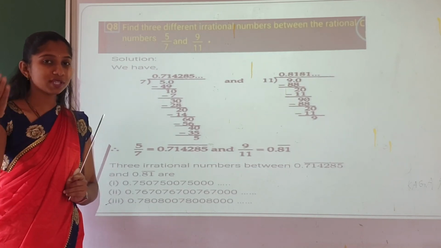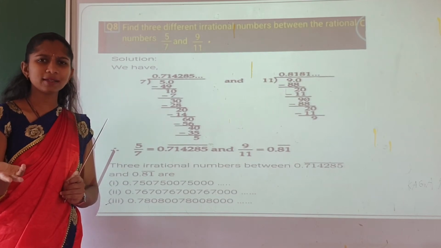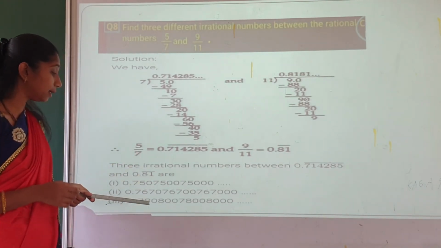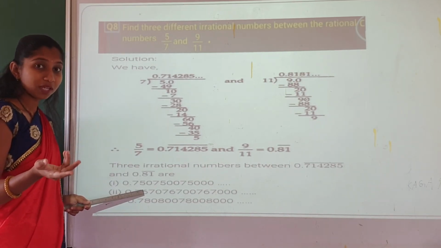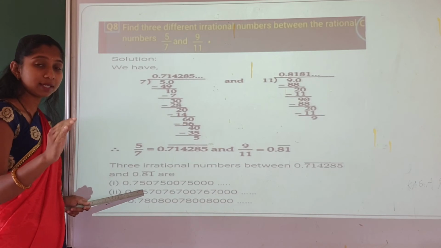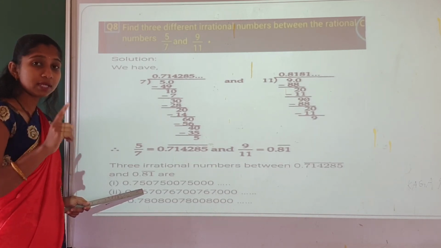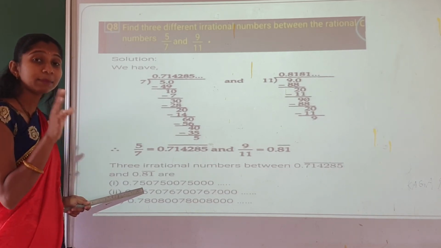0.7, after that what number comes? Less than 81. 0.72 you can take, 73 you can take. That's your wish. I have considered here 0.75. In what way do you have to write an irrational number? That is also very important. Irrational number means non-terminating, non-repeating. It should not repeat here.